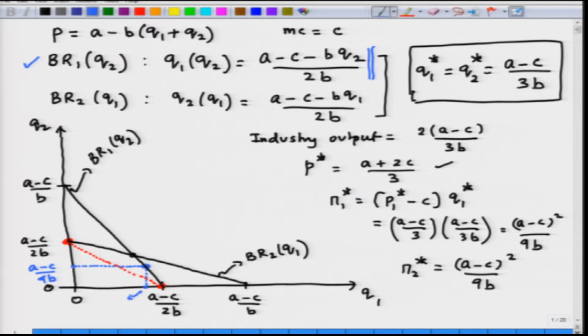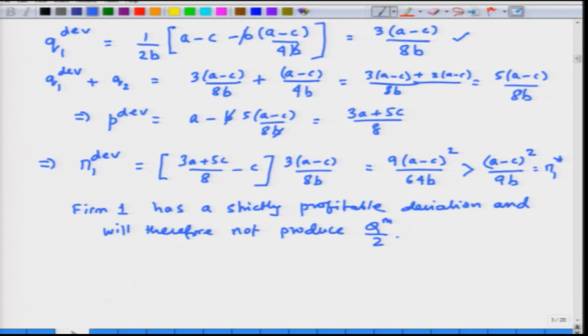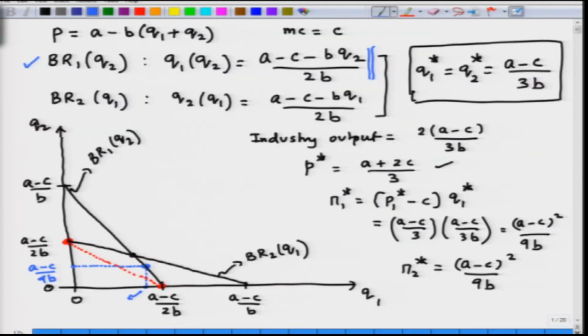This is what we computed as the deviation quantity, which is 3 times (A minus C) by 8B, right. So, the best response functions essentially determine what is the output of each firm for each possible choice of the quantity chosen by the other firm. So, the equilibrium in the Cournot model is that the two firms produce (A minus C) by 3B, the price that is obtained is (A plus 2C) by 3, and each firm makes a profit of (A minus C) whole square by 9B. Okay.